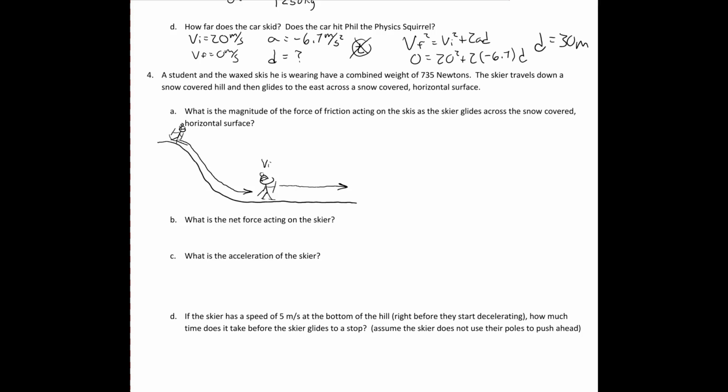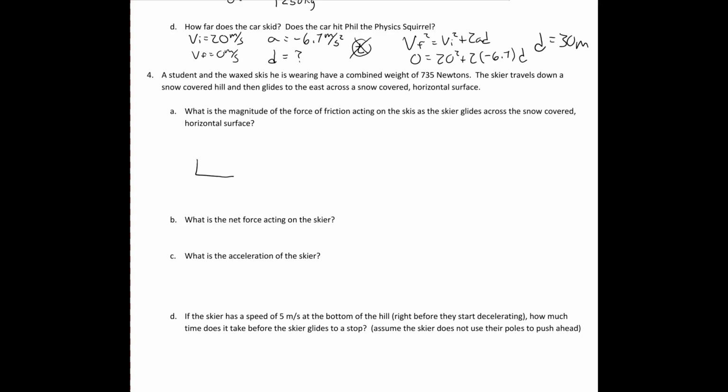All right, so you have this situation. We're not really looking at this part. We're only looking at this part here. It says, what is the magnitude of the force of friction acting on the skis as the skier glides across the snow-covered horizontal surface? So let's get rid of this and draw a free body diagram.